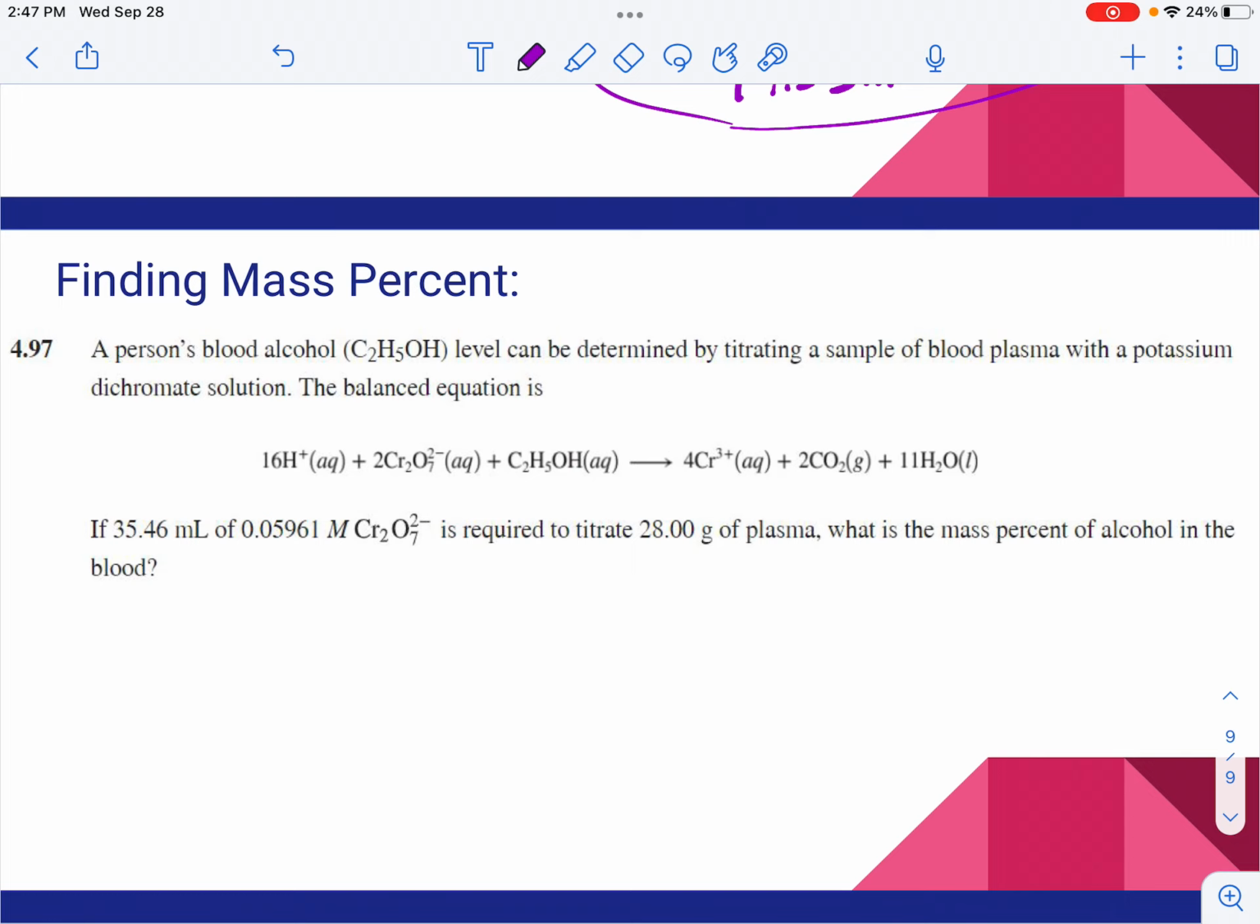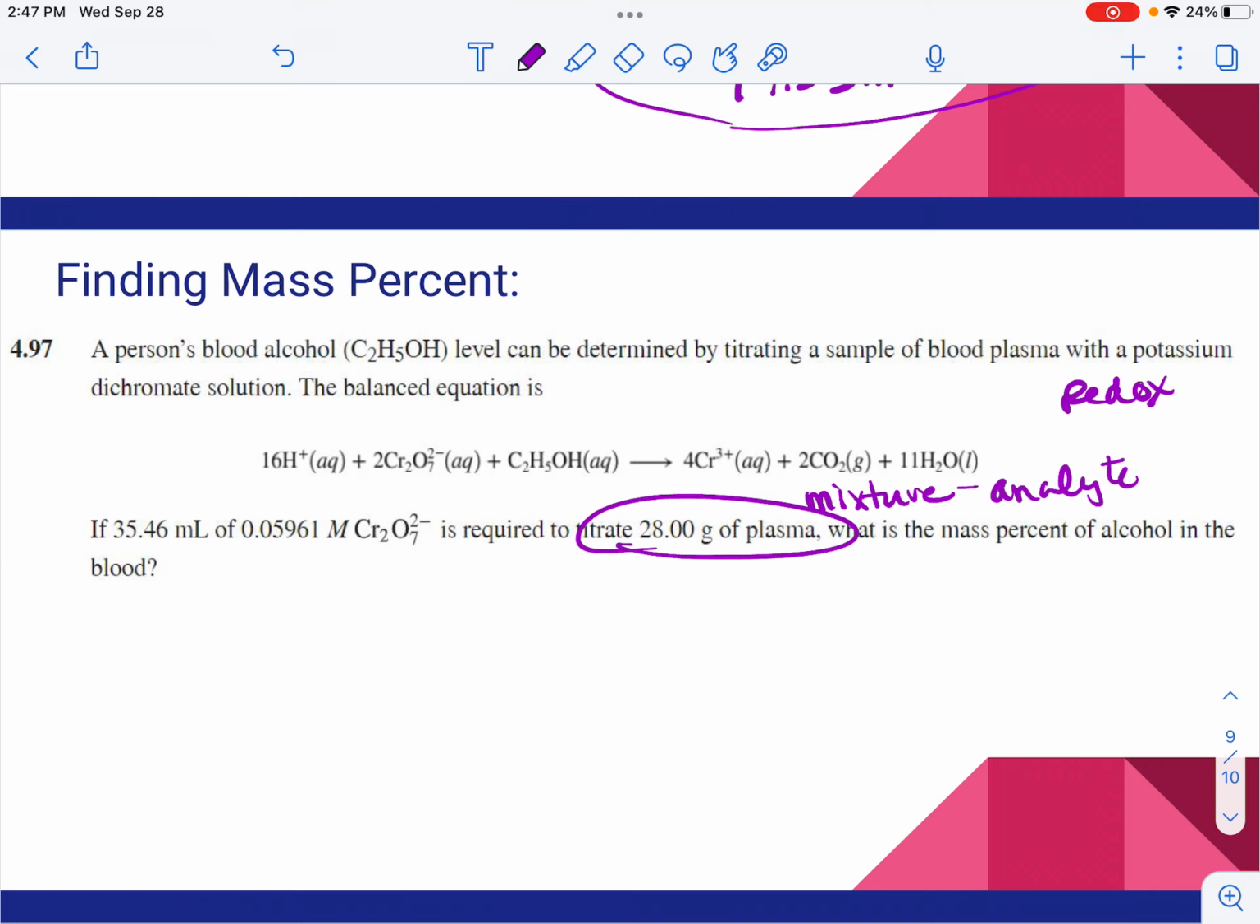Okay, so they gave us the equation, and it's a balanced equation. This is a redox equation. It doesn't change how you do it, all right? You are titrating plasma, blood plasma, so this is a mixture, and it's your analyte. It's like a solution, it's just blood plasma is a solution. And we want the mass percent of alcohol in blood.